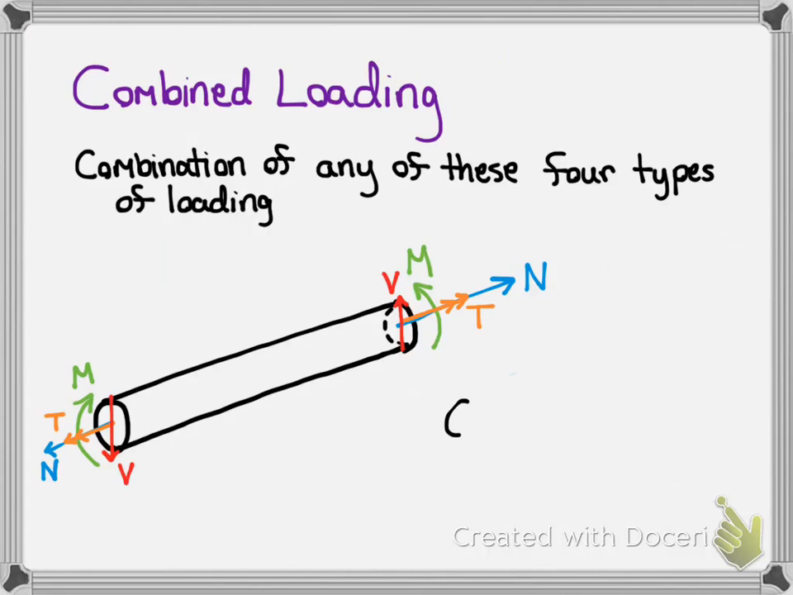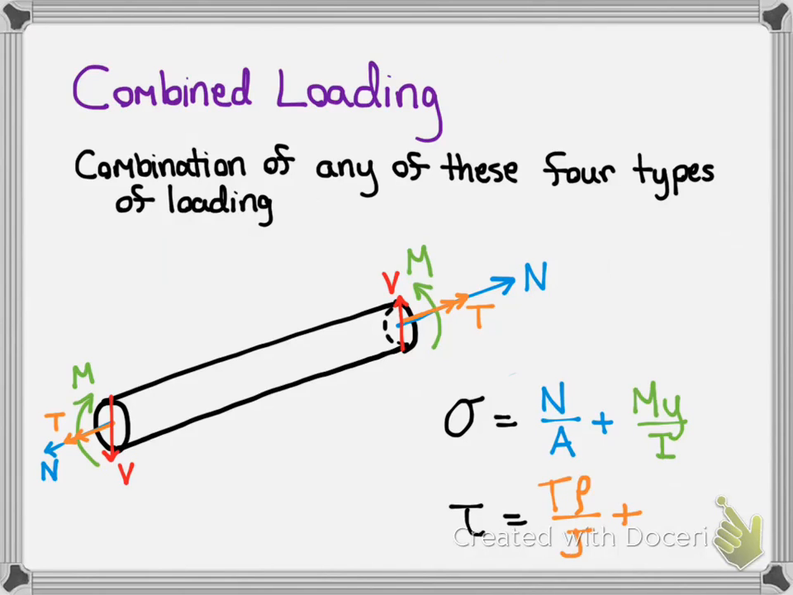So my total normal stress will be a sum of the stress caused by the normal force, N over A, plus the stress caused by my bending moment, My over I, and my shear stress similarly will be a sum of the shear stress caused by the torque, that should be T rho over J, plus the shear stress caused by my shear force, VQ over It.